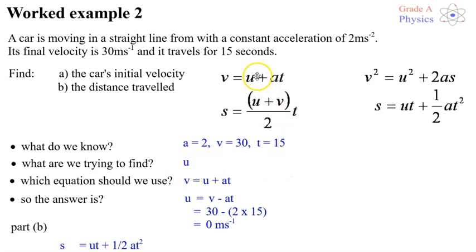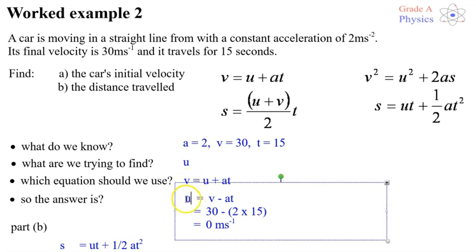So once again, we're going to be using the same formula, v equals u plus at. That's the only one of these four which has got the four values that we're interested in. However, in this case, we're trying to find u, not v. So we need to rearrange to make u the subject. u is equal to v minus at. And then we can substitute the values. 30, take away 2 times 15, and we get 0. So it turns out in this case that the initial velocity was 0.